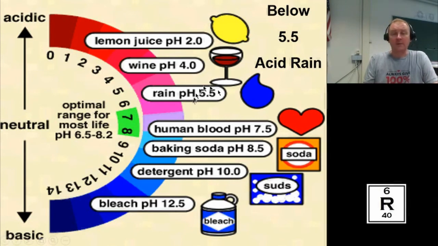So that is what we have, this line here at 5.5. Below that, we call it acid rain. So if you have an area with acid rain and you want to keep your plants alive, what can you do?